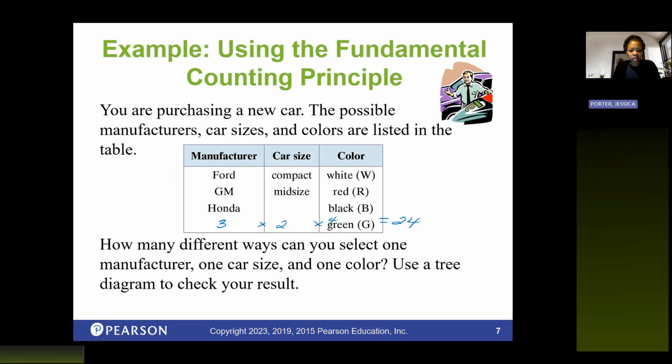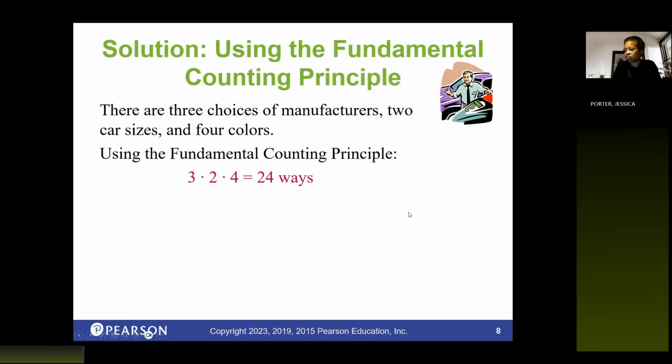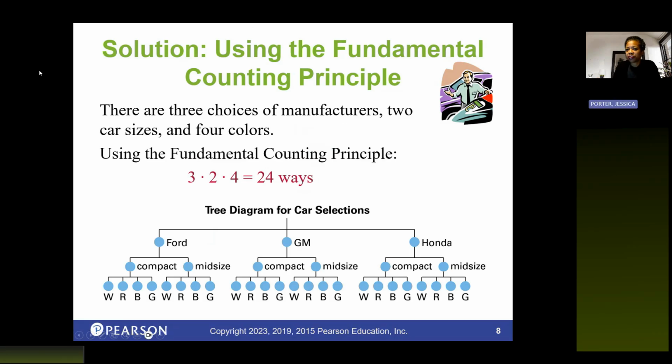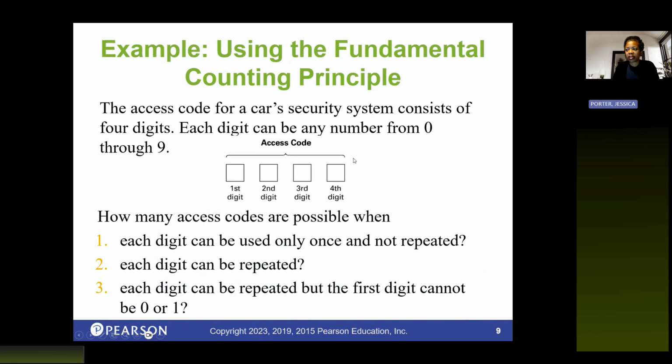You can use a tree diagram to check your results. So let's do that. There you go. There is your tree diagram. And so off of the 3 manufacturers, you have 2 sizes, and then off of those, you have the colors. All right. Does that make sense? The fundamental counting principle, because we're about to take that to the next level.